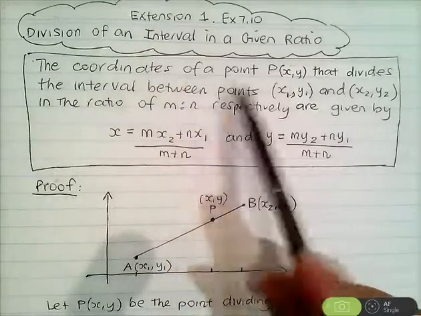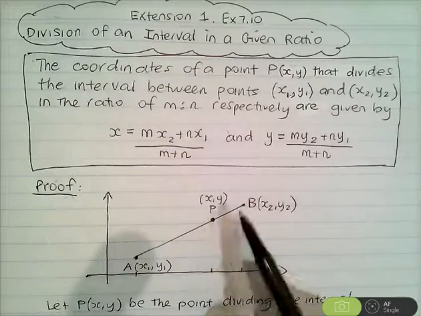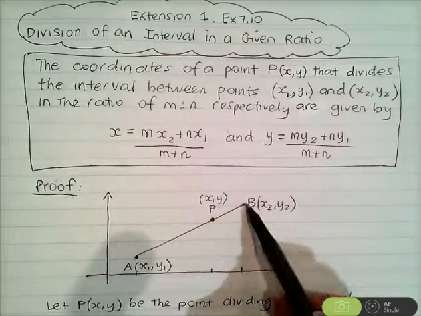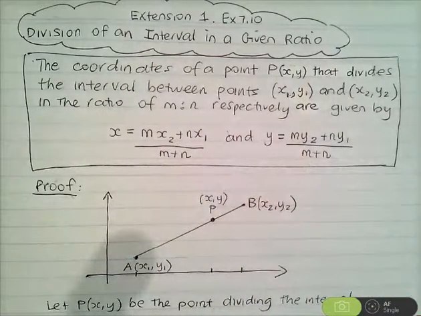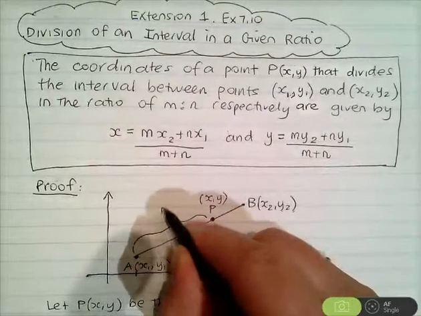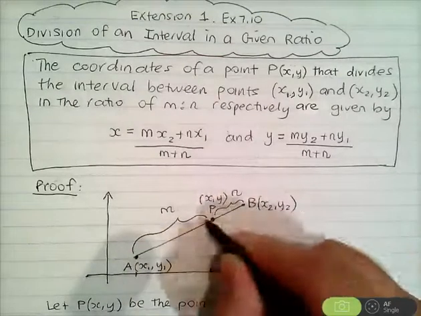So the coordinates of a point P, now I've drawn it in this diagram down here. So this point P that divides the interval between these 2 points, x1, y1 and x2, y2. So the coordinates of a point P that divides the interval between the points x1, y1 and x2, y2 in the ratio of m to n. So the ratio here is m and this is n. So the ratio of m to n.